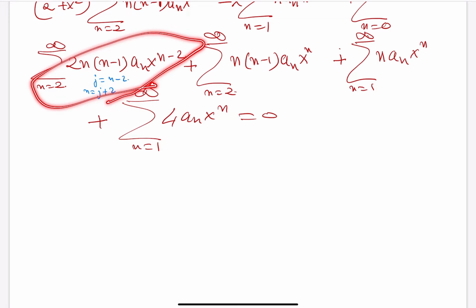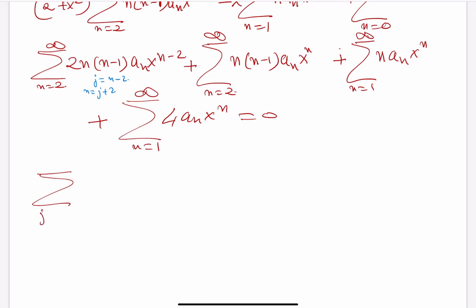It's only this part you have to change, and I already changed it. So if you keep going with this, you will have a series going from j equal to 0, because if you replace n here, you have j plus 2 equal to 2, so j is just 0 to infinity, and you have 2 times (j plus 2), and then j plus 2 minus 1 is just (j plus 1), parentheses, and you have 8j plus 2, and then you have x to the j.